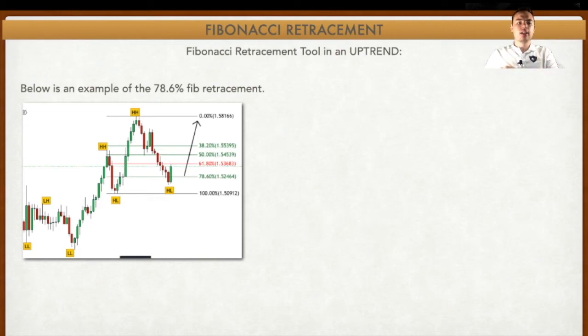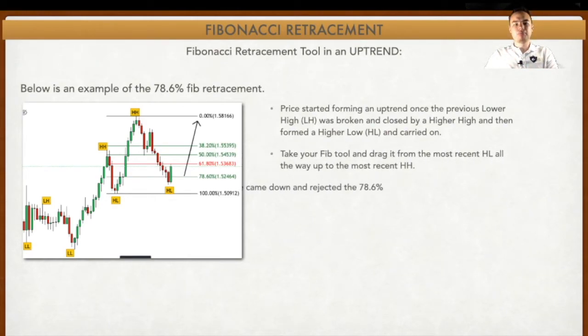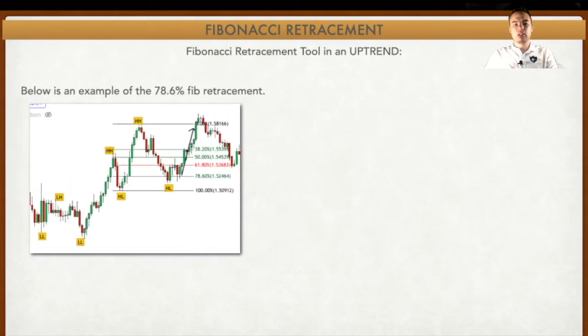In this example, as you can see, price retraced to the 78.6%, and it started inclining. I'm going to explain all of that. As you can see, it continued going up. So if you bought at the 78.6% at that new higher low, you would have profited.